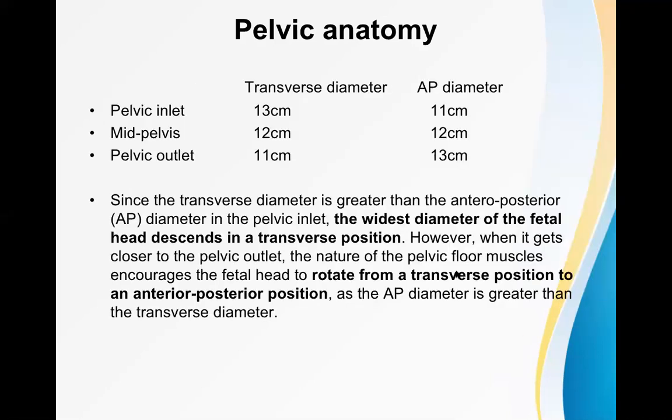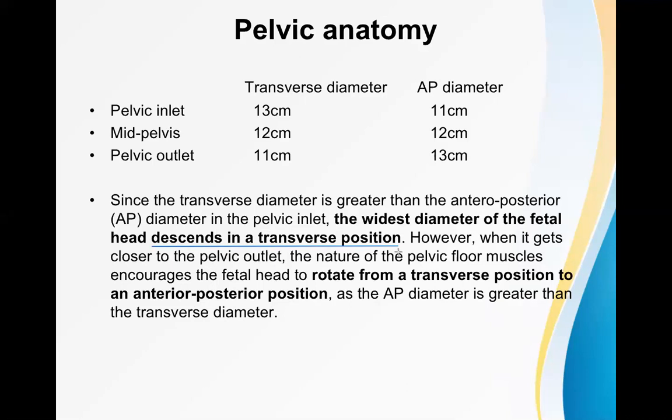It has got a very important implication. So what is that implication? Let me explain that now. Since the transverse diameter is greater than the anteroposterior diameter in the pelvic inlet, the widest diameter of the fetal head descends in a transverse position. So when it enters into the pelvic cavity, it has to descend in the transverse position. That's why we call it occiput transverse position when it descends inside the pelvic cavity for the first time.